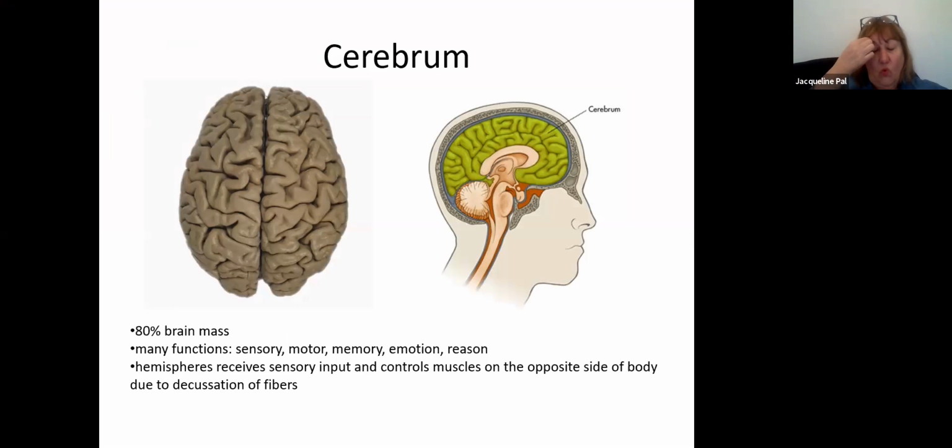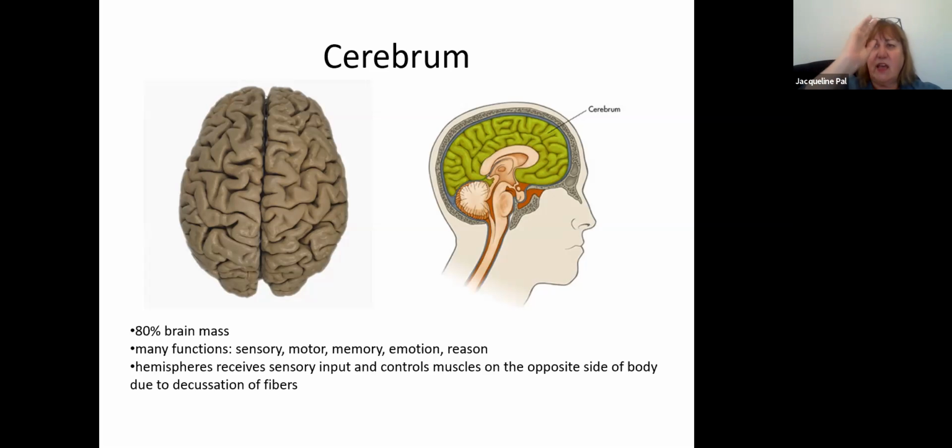In this section, we're going to learn all about the cerebrum. The cerebrum is what people are talking about when they use that layman's term, the brain. In fact, it is more than three-quarters of the mass of the brain itself and has a lot of various functions. This is where you do your reasoning, it's where your emotions go, it's where all your special senses go. So it has regular sensory as well and also has motor.